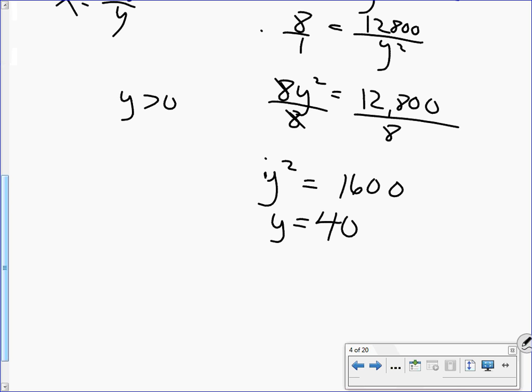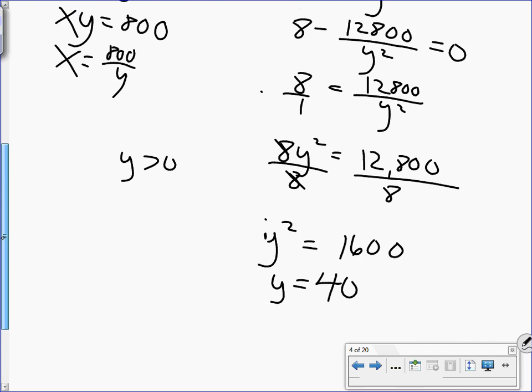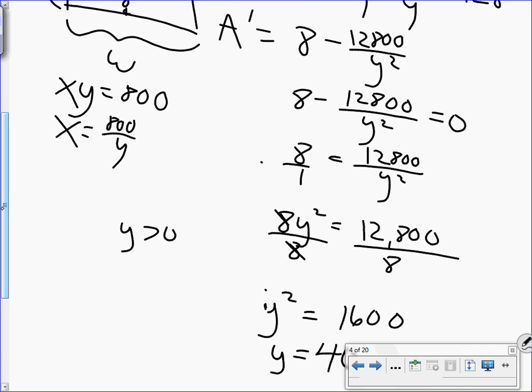Now, because we did the same thing to find a max or a min, we have to make sure we have a min, not a max. So where's my A prime? Right here. I'm going to make a little sign chart for A prime, right next to A prime. We know y is greater than 0, but we got 40. Give me a number between 0 and 40. 1 is the answer. And when you plug 1 in for y, is the first derivative positive or negative?